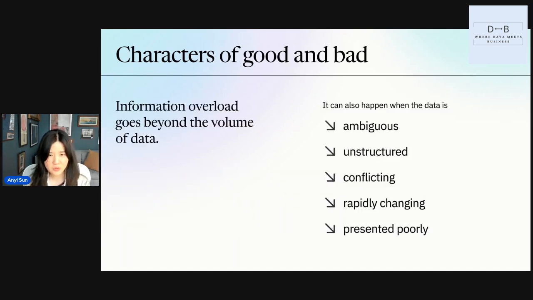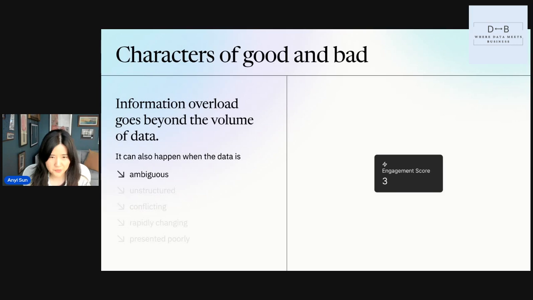So let's look into these adjectives that they use. One key thing to point out is that information overload goes beyond the volume of data. It can also happen when the data is ambiguous, unstructured, conflicting, rapidly changing, and presented poorly. And I have some examples for you.